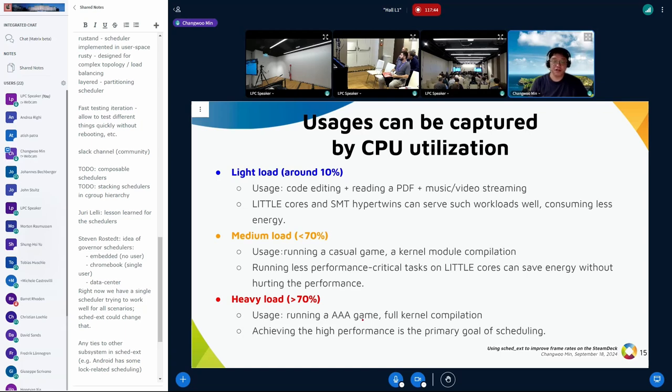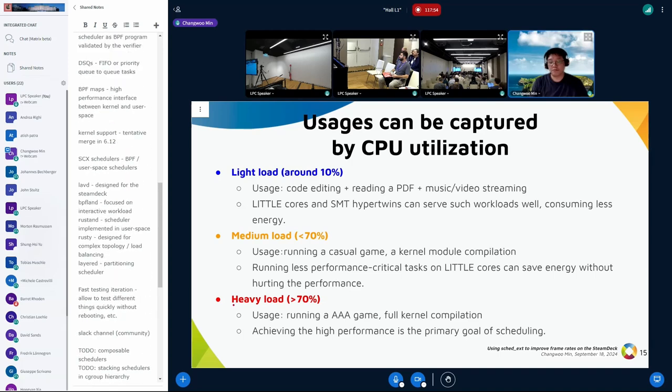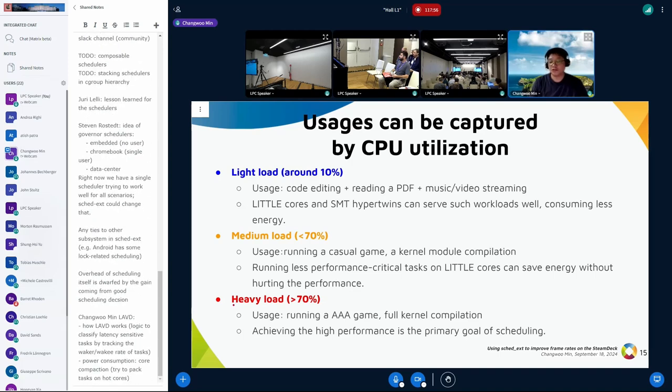Choosing those cores is going to be better because we can consume less energy while satisfying the user, right? But on the other hand, if the load is very high, which means that you are running a AAA game on your laptop, or a full compilation, then achieving high performance should be the primary goal of scheduling. But at medium load, like let's say 70%, just running a casual game or just a module compilation, it is really important to balance the performance and power consumption, like using the Qualcomm contextual feature.